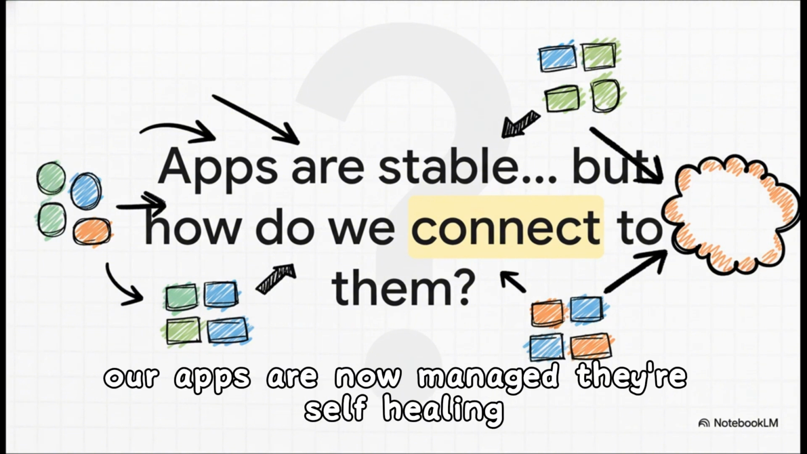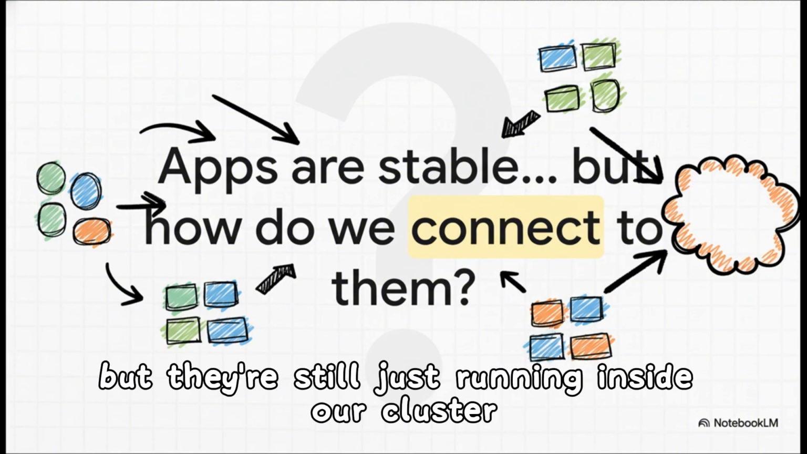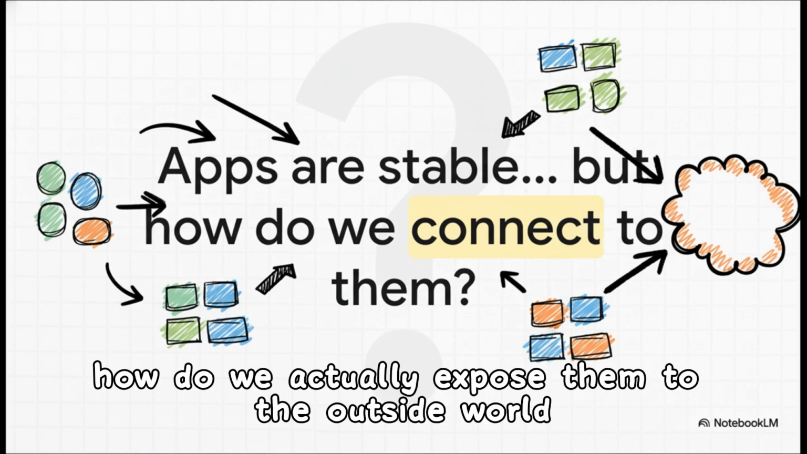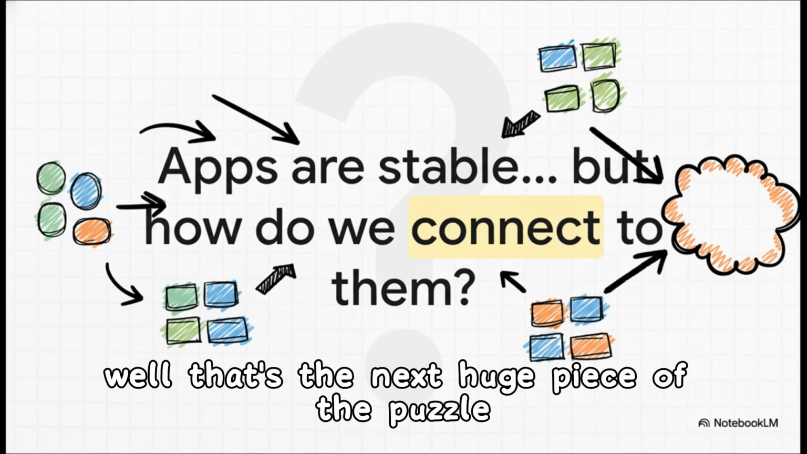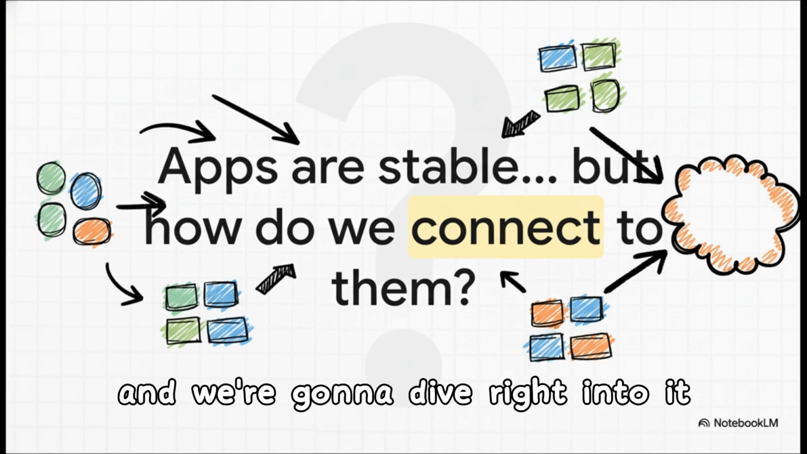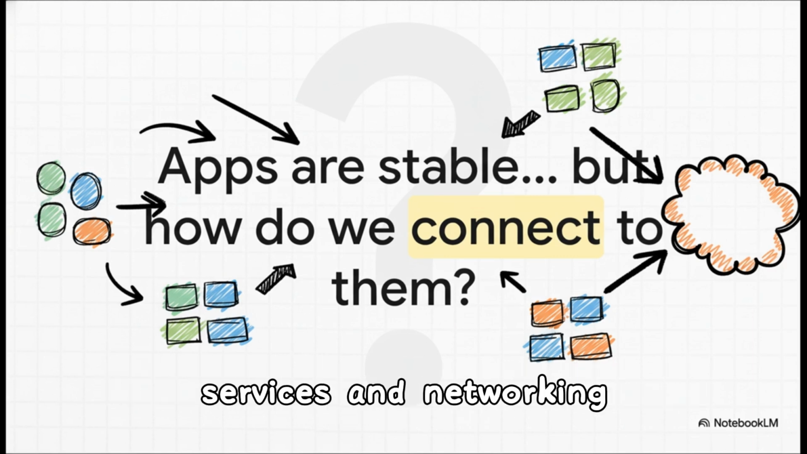Okay, great. Our apps are now managed, they're self-healing, they're scalable. But they're still just running inside our cluster. How do we actually expose them to the outside world? How do all these pods even talk to each other? Well, that's the next huge piece of the puzzle, and we're going to dive right into it in our next explainer on Kubernetes services and networking.